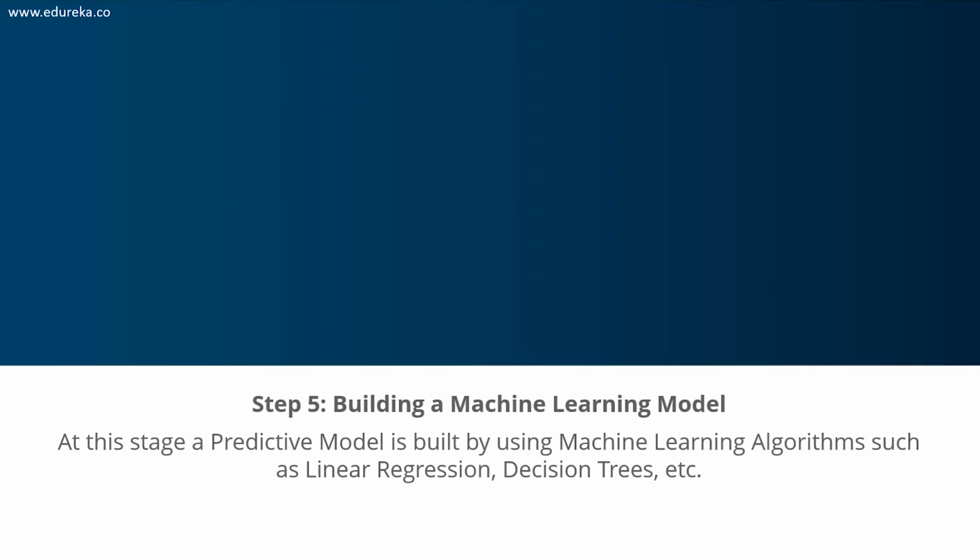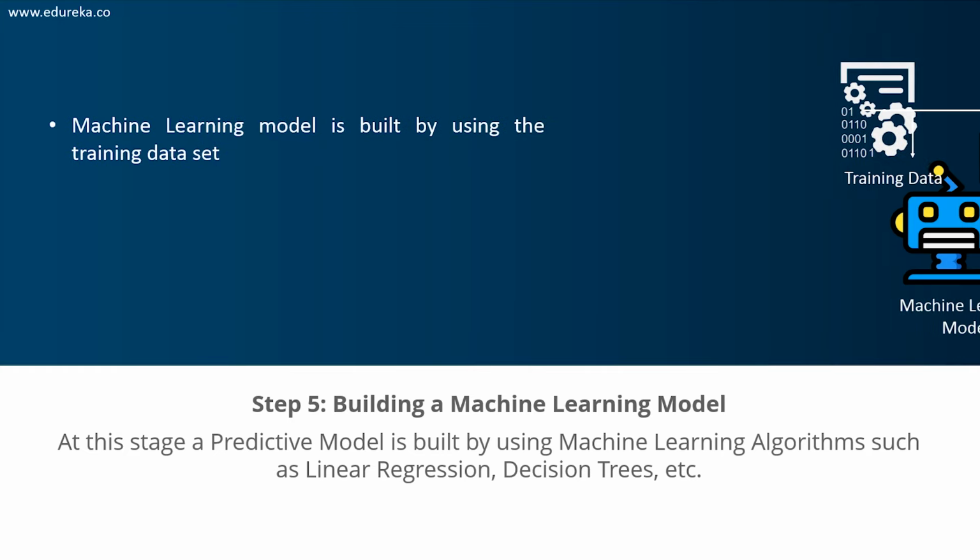Moving on to step number five, we have building a machine learning model. All the insights and all the patterns that you got from your data exploration stage are used to build the machine learning model. This stage always begins by splitting the data set into two parts, that is training and testing data. Now remember that the training data will be used to build and analyze the model.